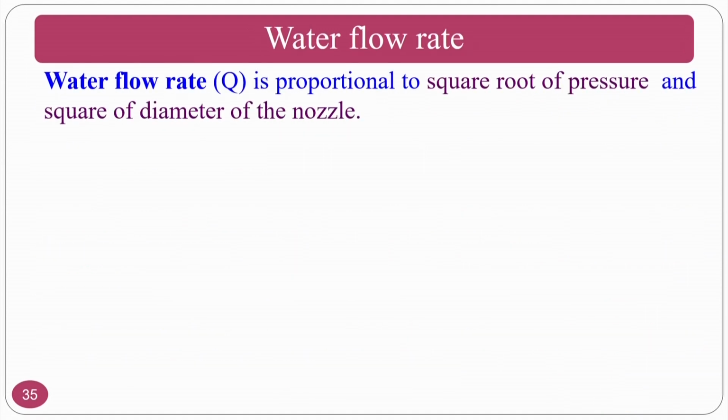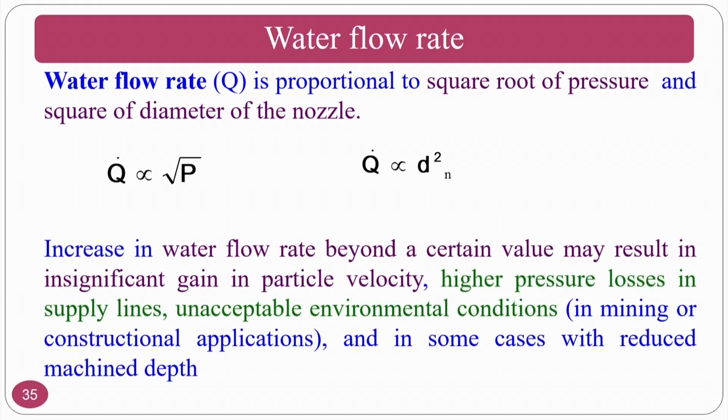So, the water flow rate is proportional to the square root of the pressure and the square root of the diameter of the nozzle. Increase in water flow beyond a certain value may result in insignificant gain in the particle velocity. Higher pressure loads the supply lines and creates unacceptable environmental conditions. If you increase the pressure beyond a certain value, the particles will collide with each other and lose their velocity. At the same time, the abrasive particles will impinge on the inner walls of the nozzle, so it will damage the nozzle also.